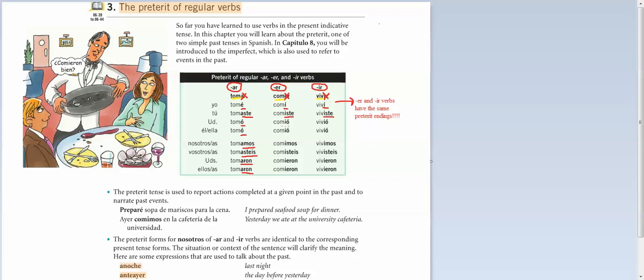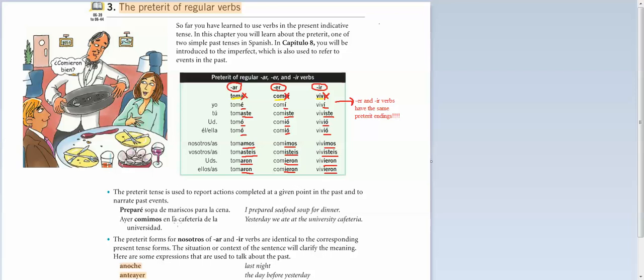You formal ate, usted comió, you formal lived, usted vivió. Él comió, he ate, or ella comió, she ate. He lived, él vivió, ella vivió. Nosotros comimos, we ate. Nosotros vivimos, we lived. Y'all ate, comisteis. Y'all lived, vivisteis. Y'all ate, comieron. Y'all lived, vivieron. And they ate, comieron, and they lived, vivieron. Okay.